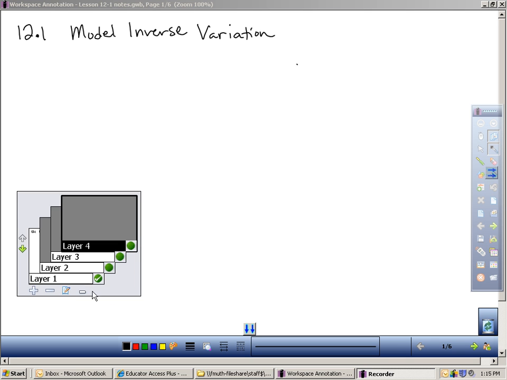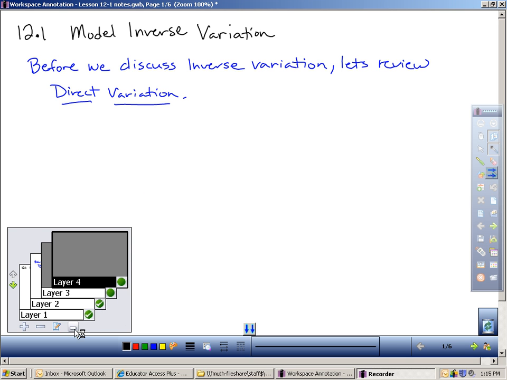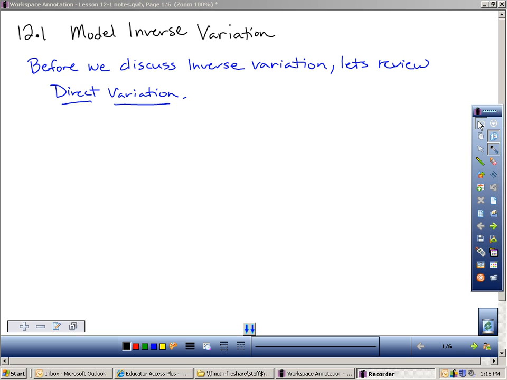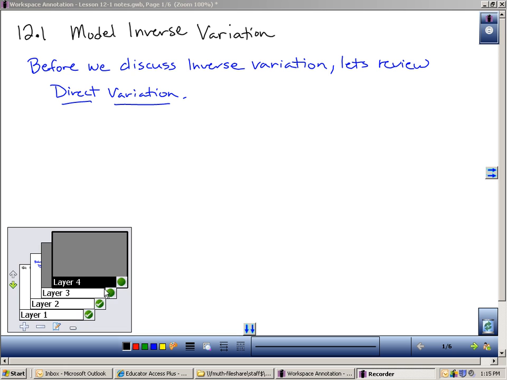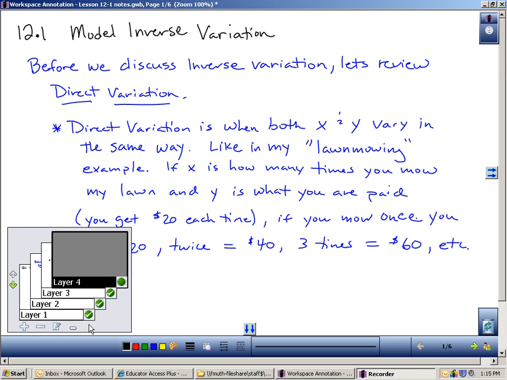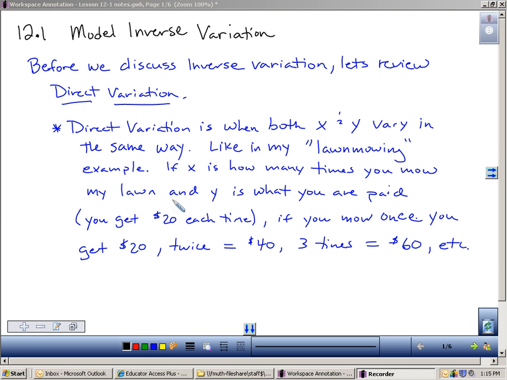So to do all that, I think there are a few things we should discuss and review, so this isn't something that's coming out of left field at you. Before we discuss inverse variation, let's review what direct variation is. Direct variation is something that we would have done early in the year. Direct variation, in fact, is linear equations. I'm just going to write that in here.